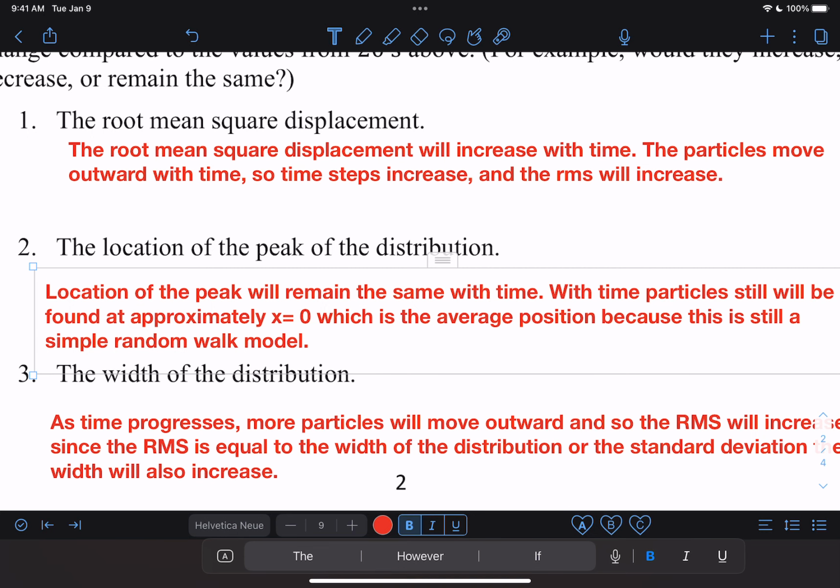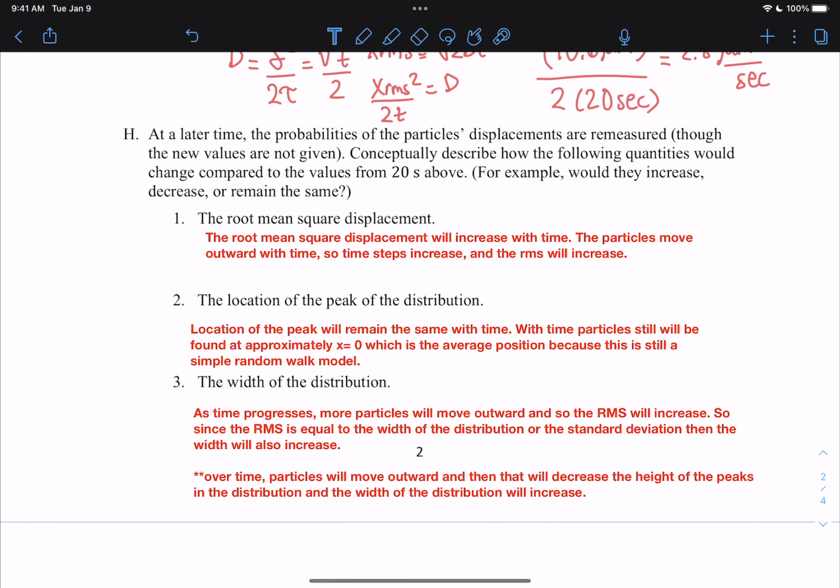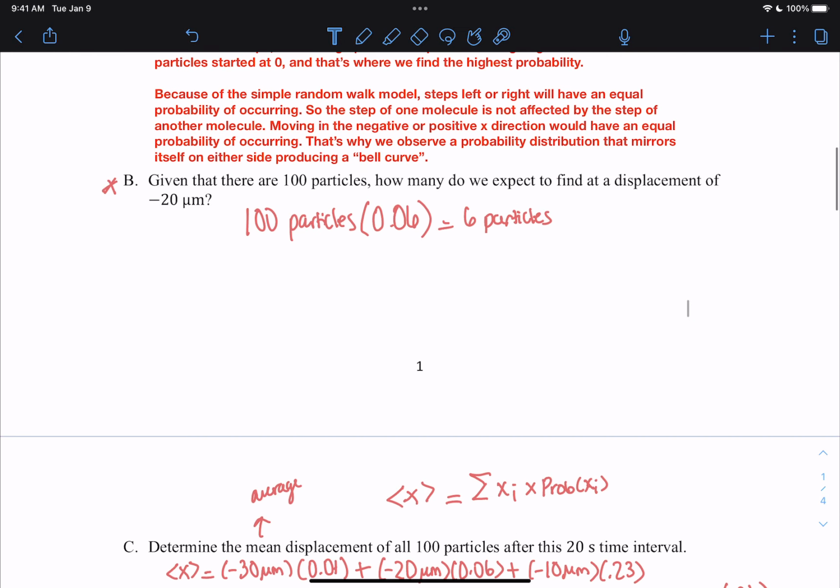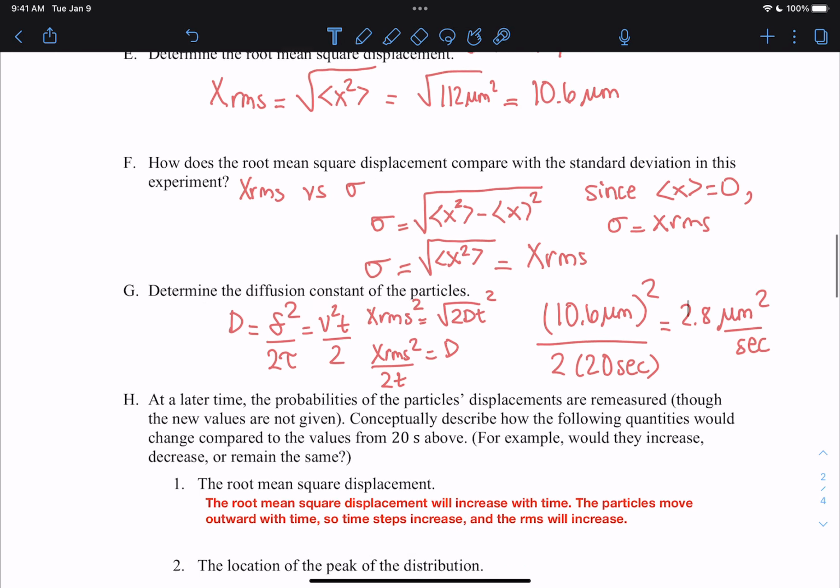There we go. So location of the peak will remain the same with time. With time, the particles will still be found at approximately x equals 0, which is the average position, because this is still a simple random walk model. Make sense? I think that's all of problem 1. It's just a lot of parts, but the steps to do them aren't bad.